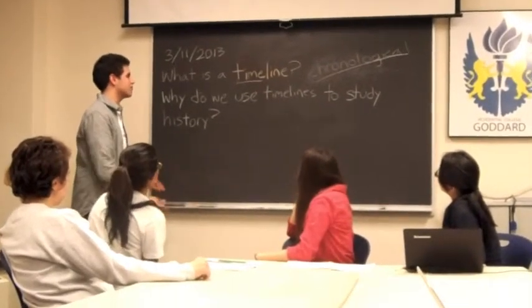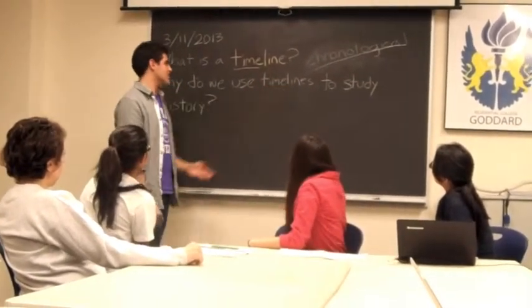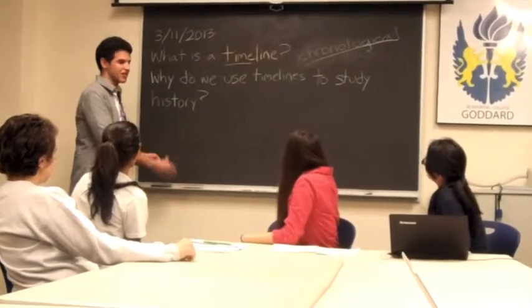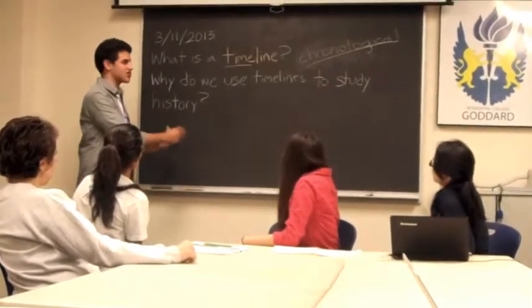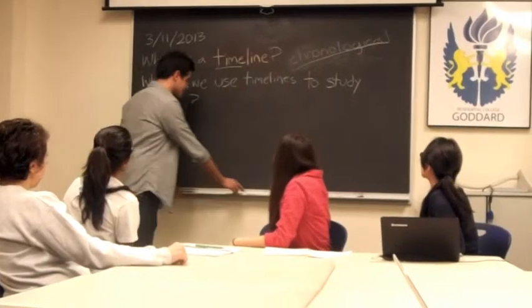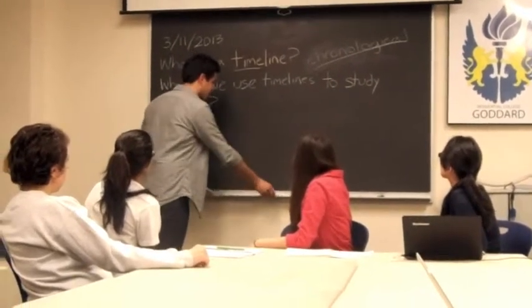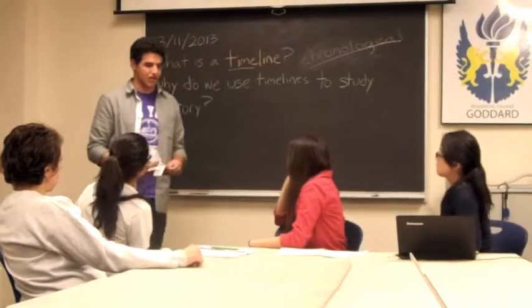And another word for in time is chronological. So whenever we make a timeline for this class, we have to make sure all the events are in chronological order. And the reason that it's important is because it can be hard to understand things out of order.